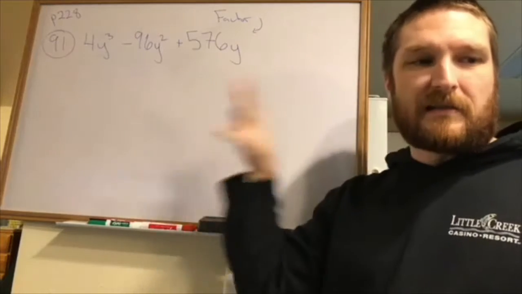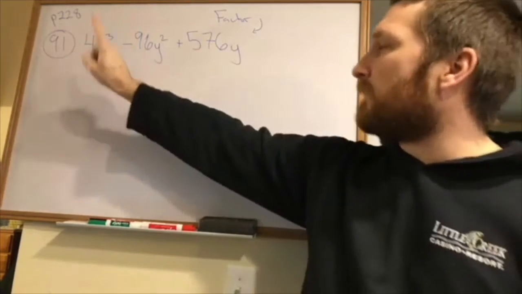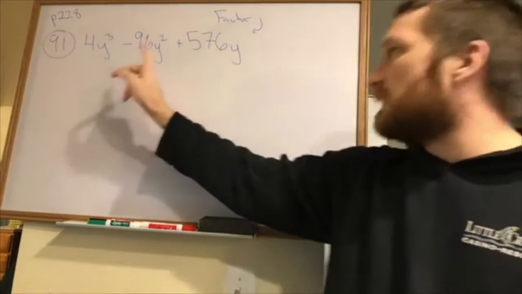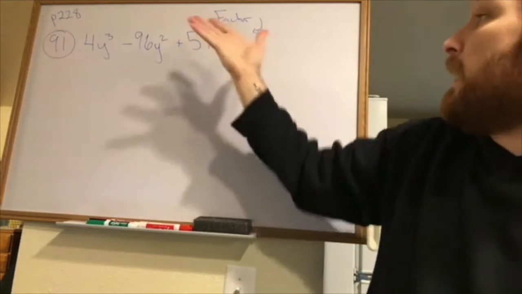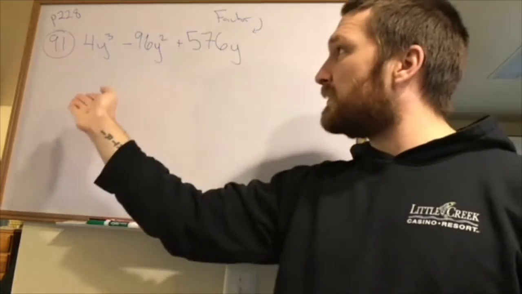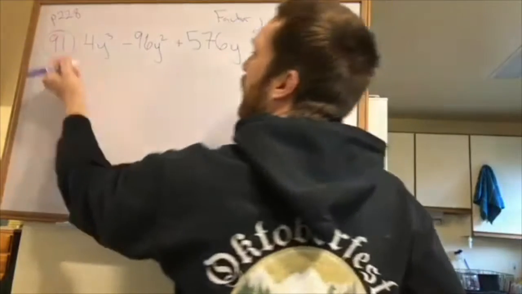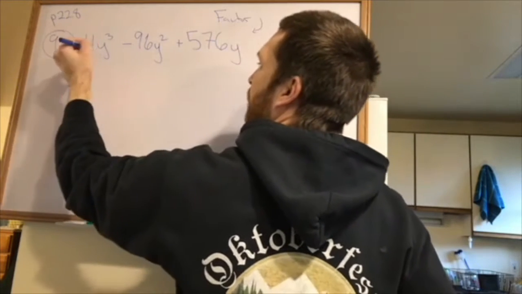When I look at this, the first thing I look at is not even the numbers. The first thing that goes through my head is, okay, what are my variables doing? We have descending powers: y cubed, y squared, y. There's at least one y in every single one of these, which means I could pull it out. If I pulled out one y, what would I be left with here?